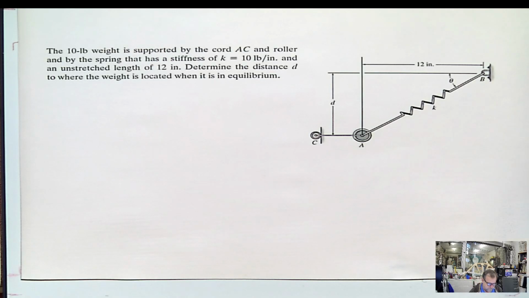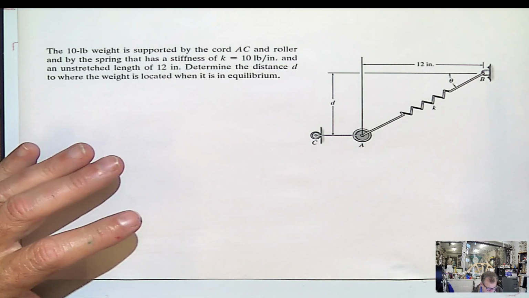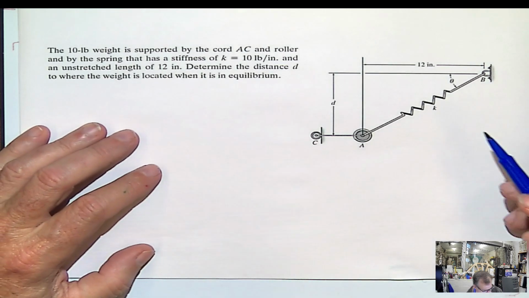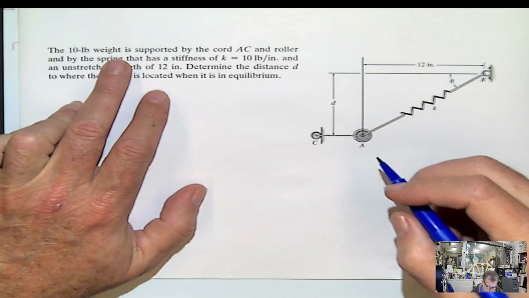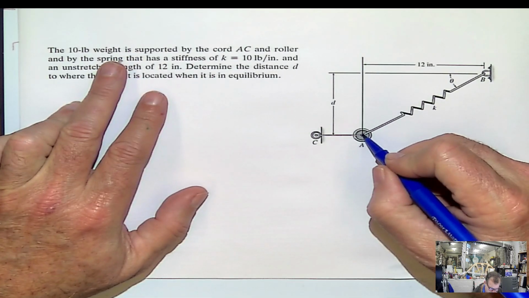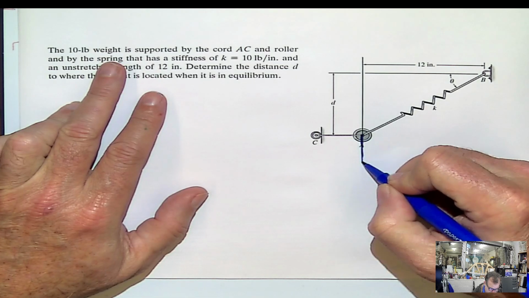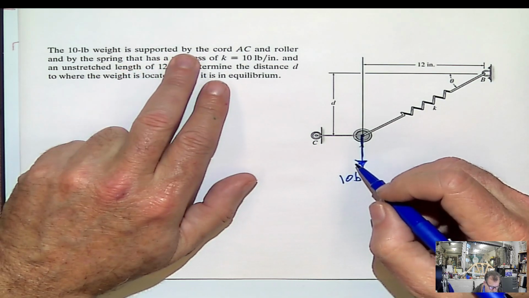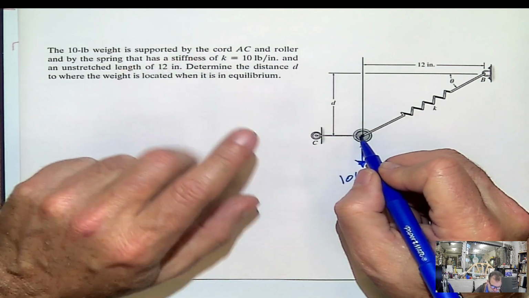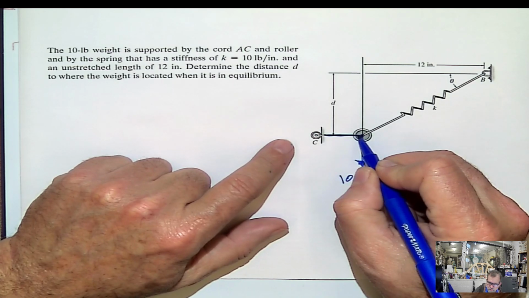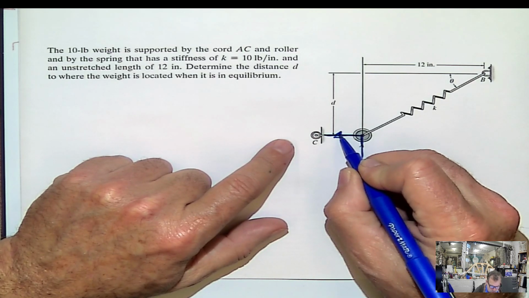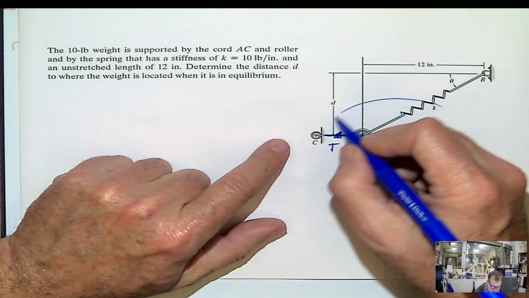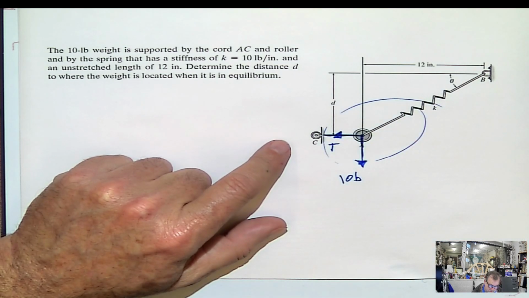Hi again. Another weird problem. Let's see what happened here. The 10-pound weight. This is the weight. 10 pounds. It's supported by a cord AC. If it's supported by a cord, there's only one possibility here to be a tension when I do a free body diagram of this particle.